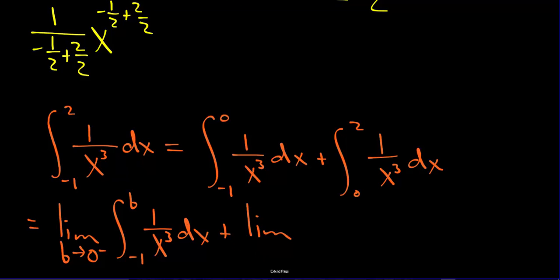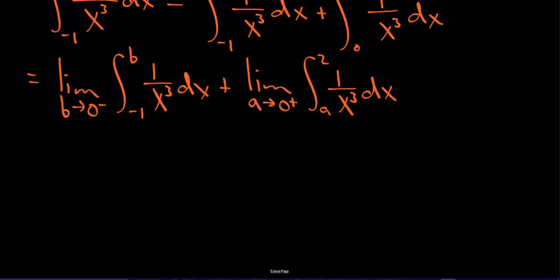Now over here, I've still got this 0. The limit as a goes to 0 from the right. All right, so what we would have is a to 2, 1 over x cubed. So that's the way we divide up this integral. And then we've got 2 of these to worry about. Okay.